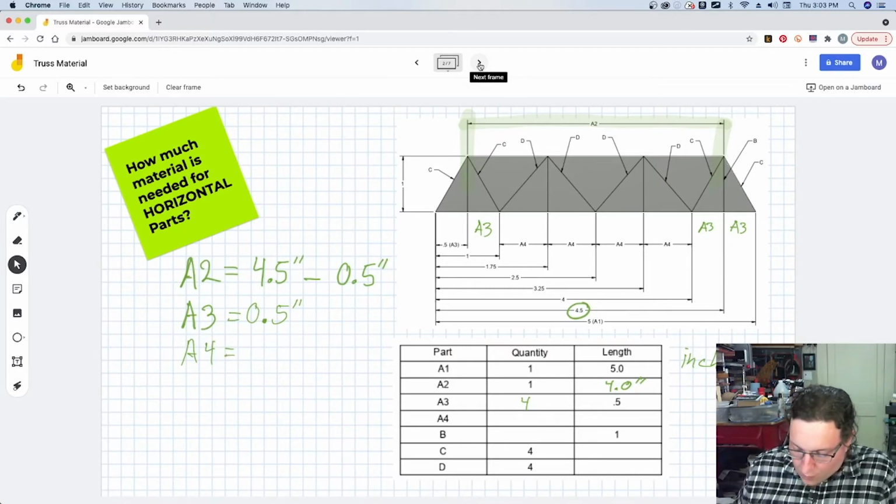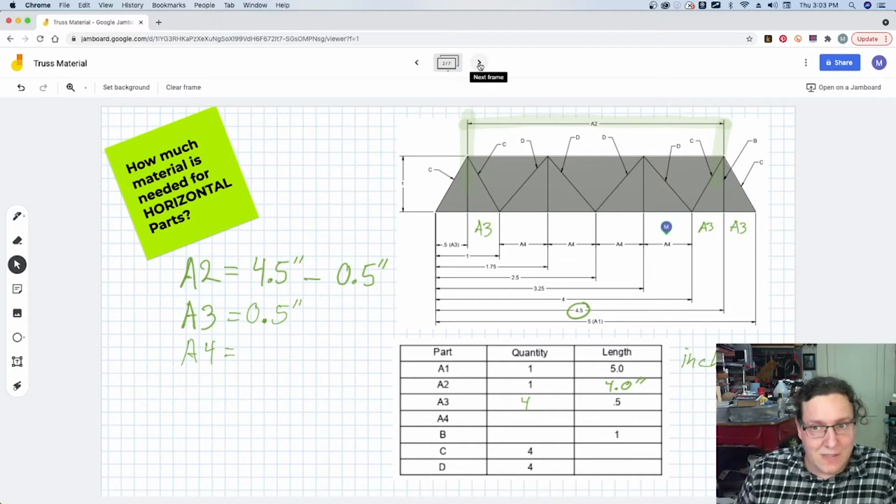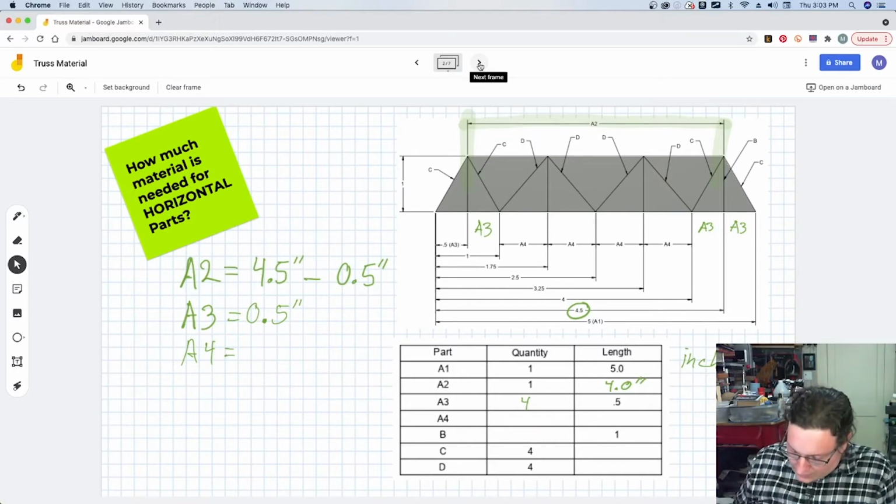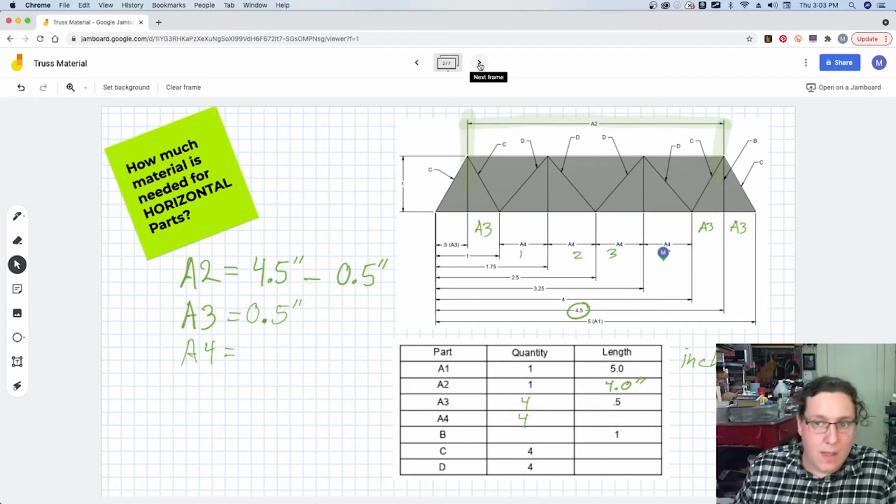So A4 is kind of the same deal in that we don't have a direct measurement of it, but they are labeled every time we see them. We see all of these vertical parts already existing. So we can see that A4, we need to jot down that we have 4 copies of those. Okay, 1, 2, 3, and 4 of them.